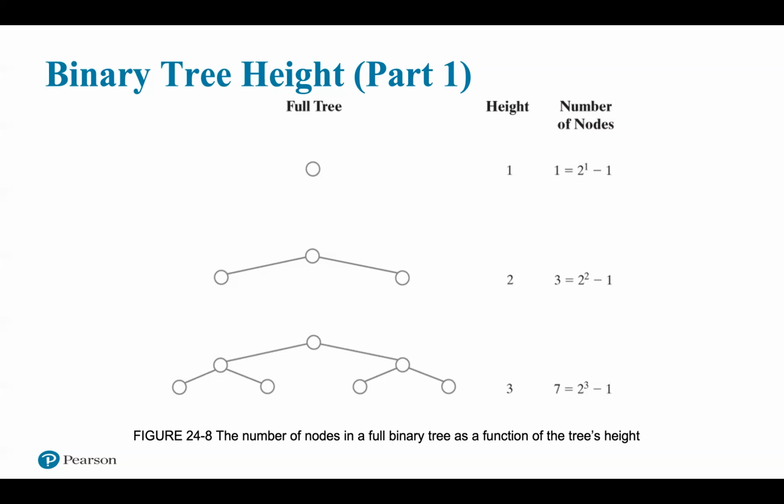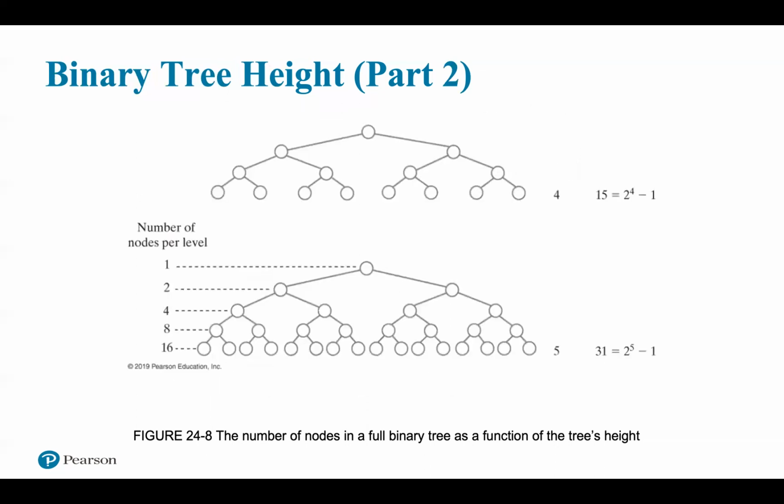We'll just talk about that in a little bit. So basically, you can start to figure that out here. It's in the textbook. It's a summation of all of those things that are the various levels. The number of nodes in a full binary tree is a function of the tree's height. And you can convince yourself that the result is true by examining figure 24-8.